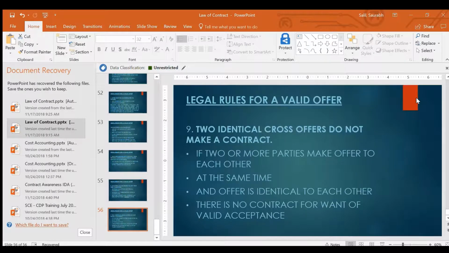So take an example here. Mr. A writes a letter to Mr. B offering to sell his car for 1 lakh. At the same time, Mr. B, who is not yet aware of Mr. A's offer, he doesn't know about Mr. A's offer, also writes to Mr. A offering to purchase his car for rupees 1 lakh. Then there is no contract. You cannot say that they both agree on the same thing, so it's a contract. There is no contract because there is no acceptance. Both of them have made an offer, but nobody has accepted it, right? So two identical offers do not make a contract. Okay.